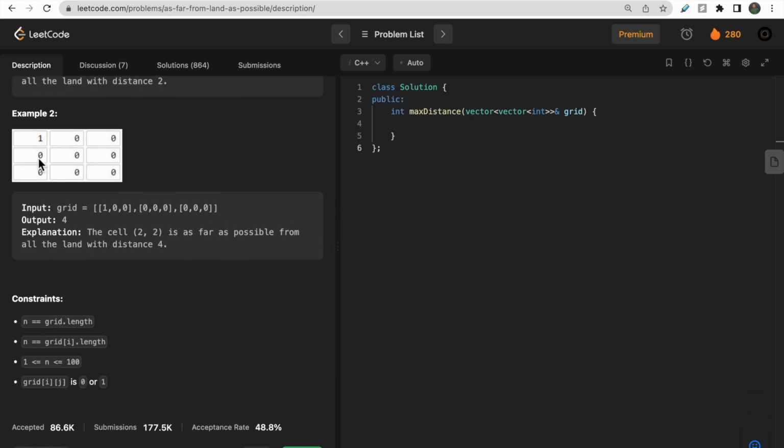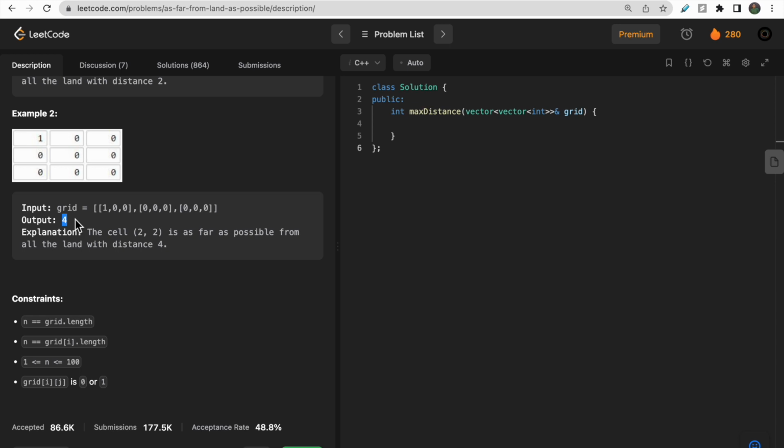This is the best possible answer we can get. Now let's take a look at this example. This 0 is at a distance 1 from the land cell, correct? This 0 is at a distance 2, one step here and another here. And this 0 is at a distance 4: one, two, three, and four. Within 4 adjacent jumps you can reach the land cell. This is the minimum number of jumps. This water cell is the furthest from land, so we wrote 4 as our answer.